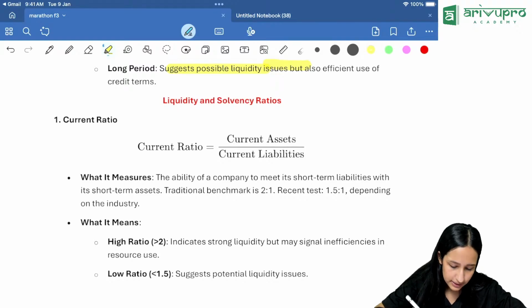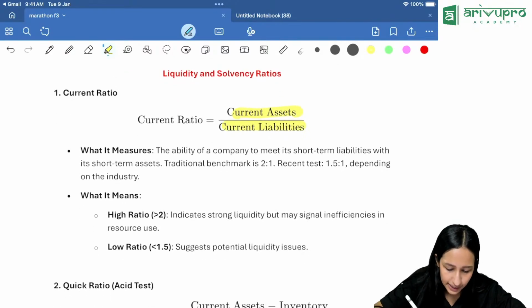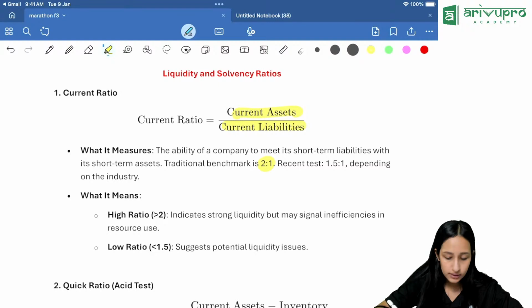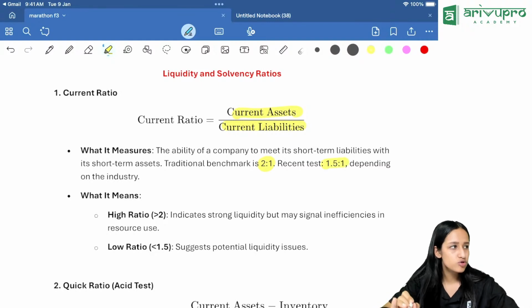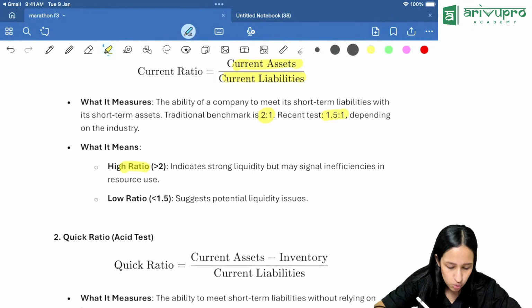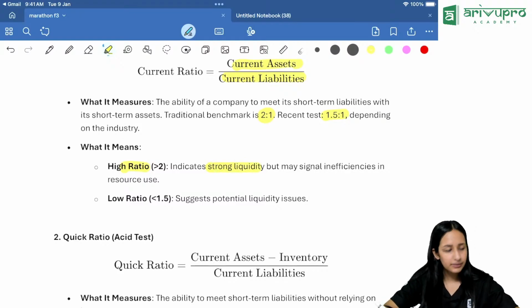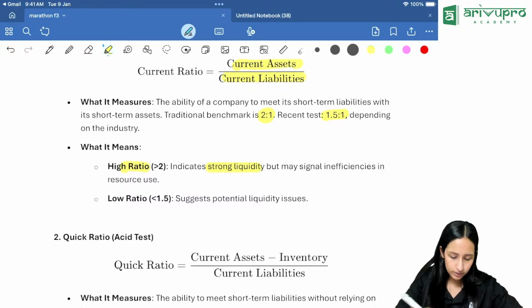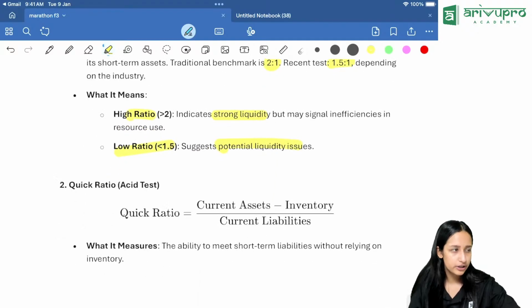Next, current ratio, current assets by current liabilities. Ideally, you need to have it at 2:1, but nowadays 1.5 is also fine. Because if it's too high, then it is strong liquidity, but then we are not using the resources sufficiently. We can use it to make more profit, but we're not doing it. Low ratio means liquidity issues.